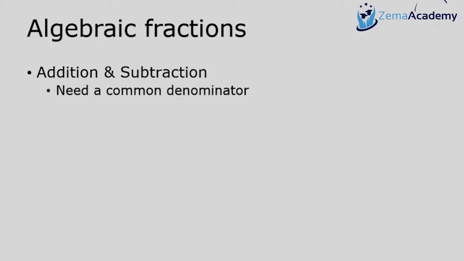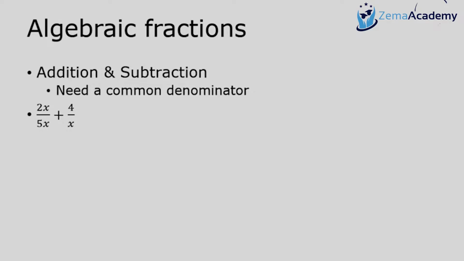Right, addition and subtraction, again, we need a common denominator. So for example, here I have an expression: 2x over 5x plus 4 over x. Now, I can't do anything with those until they have a common denominator, because the 2x is a description out of 5x, and the 4 is a description out of x.